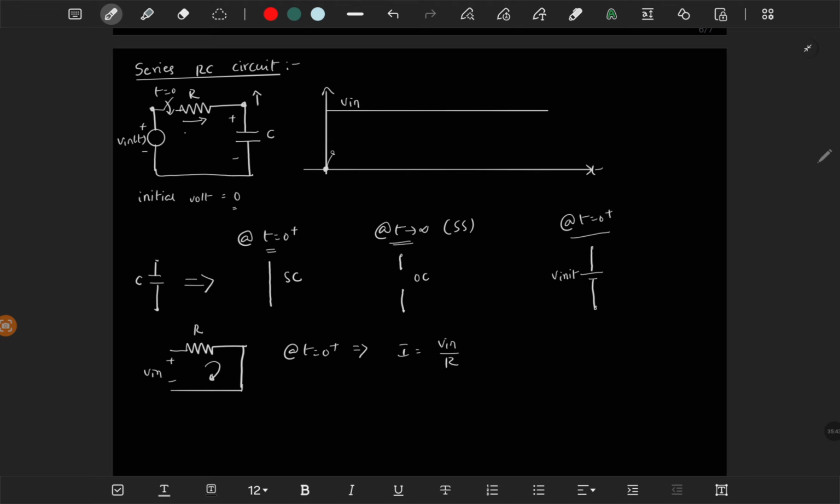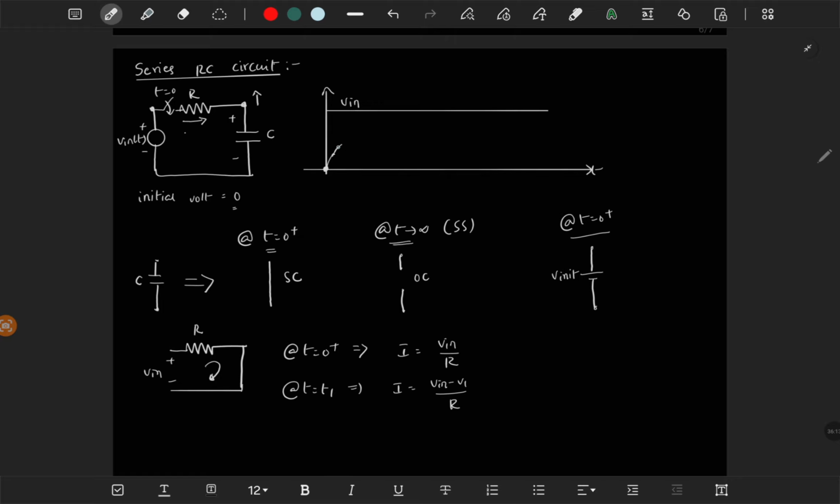So the current value decreases, then the voltage buildup will decrease. It will charge to some voltage, but very slowly. So at some time t equal to t1, the current is Vin minus V1 by R, right? After this, it will go to some voltage again, but since the current is decreased, the voltage buildup will decrease.